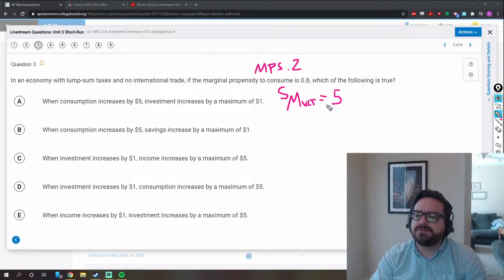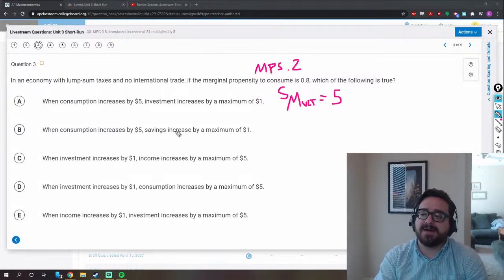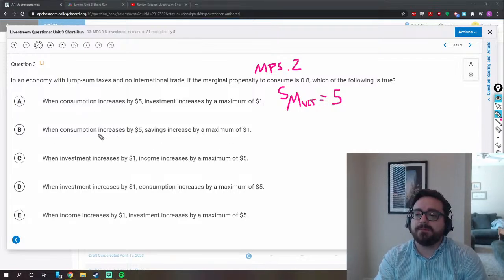B says when consumption increases by 5, savings increase by 1. That is still not the multiplier effect stuff. It doesn't say when we're spending more, so we're saving more also. I don't see that. Now, if this said income is going up, what could be happening? I mean, if your income went up, maybe this is happening, but that still doesn't really make sense based on my MPC and MPS here.